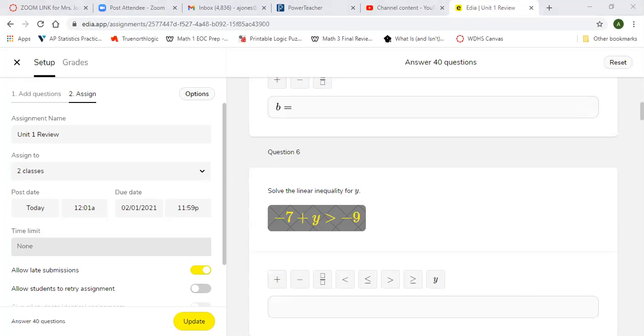That leaves me with y. I did not multiply or divide at all, so I just bring down that sign. And then negative 9 plus 7 is negative 2. Okay, really simple questions.